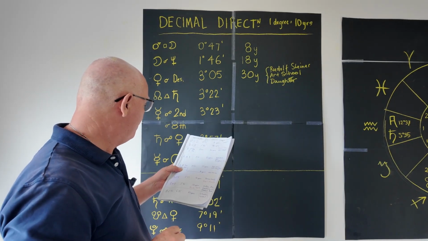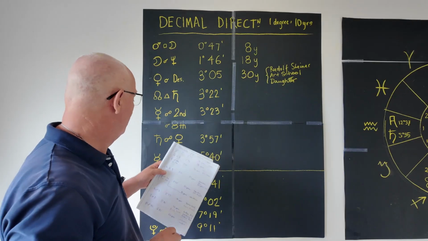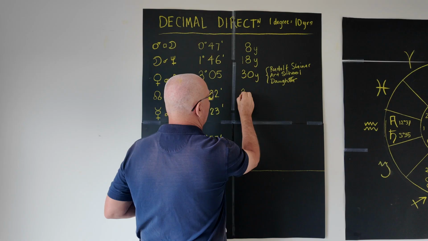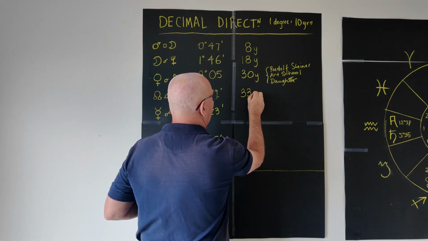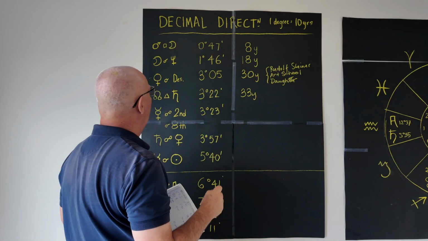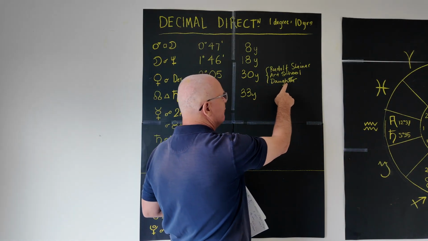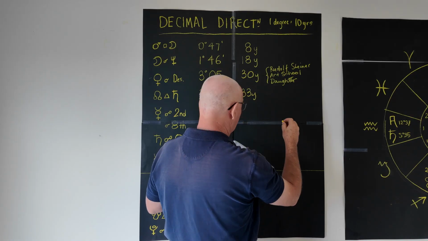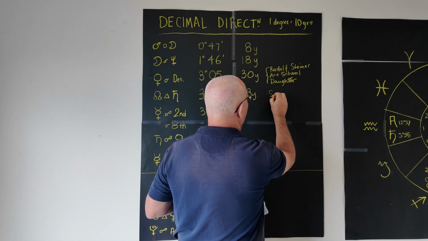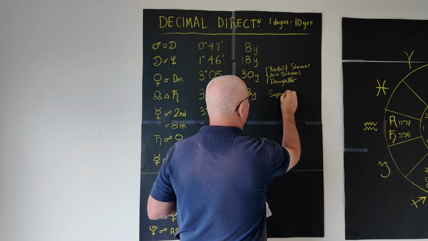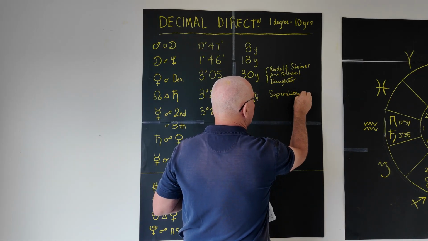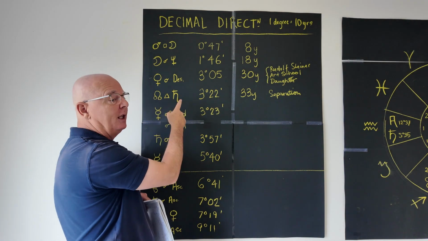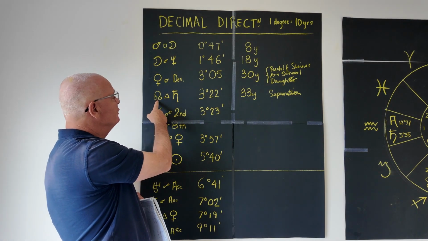The north node, this corresponds to 33, and at this age I separated with the mother of my daughter. So, indicative of the malefic aspect, the malefic nature of the moon's node.